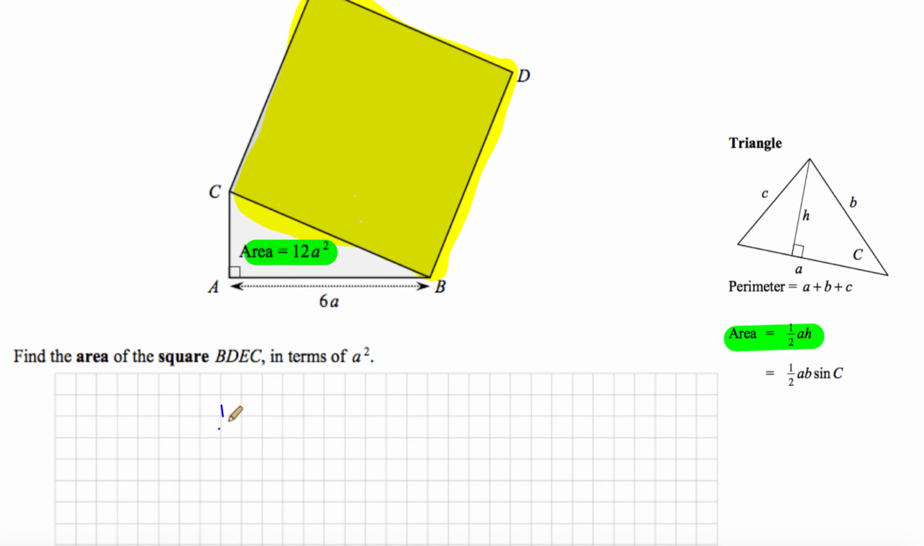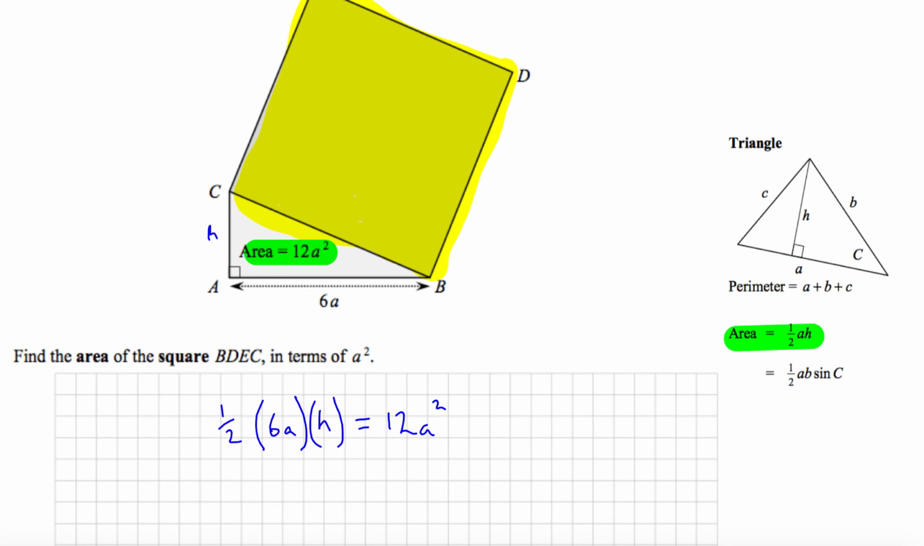We're going to say the half of A, so A is the base, and the base of our triangle is 6a. So a half of 6a multiplied by the height, let's just call this h. So the half the base by the height h is equal to the area of the triangle, which we know is 12a squared. So that's the first equation we've set up, and we're going to use this to find what h is in terms of a.